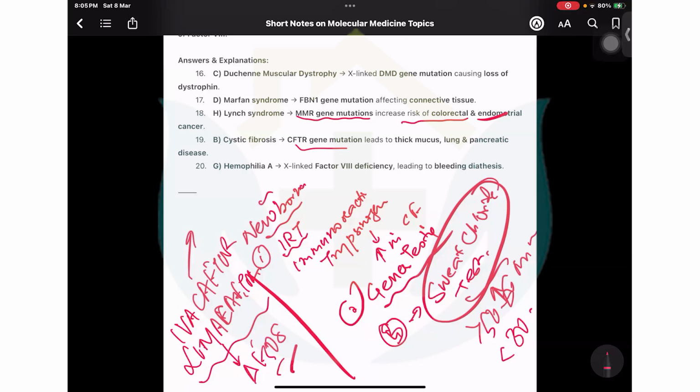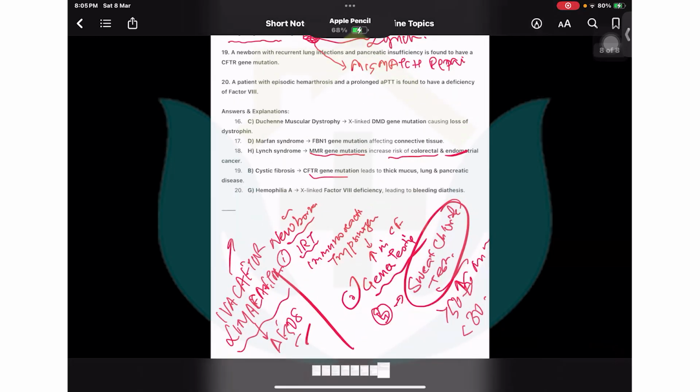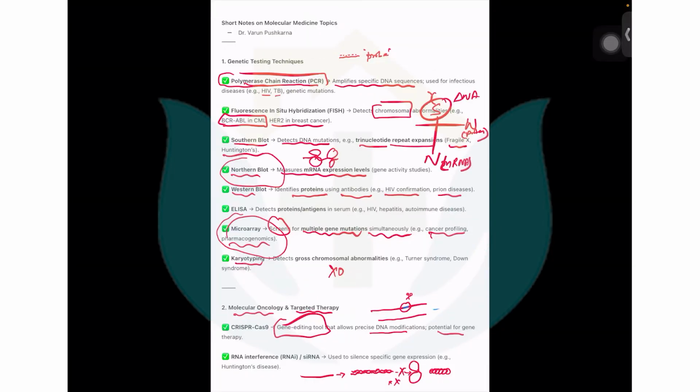All right. The rest everything is known to you. This was important, so I brought it up. Do you need discussion on any topic in molecular medicine? Any topic that comes to mind? If anyone has any question, any question.